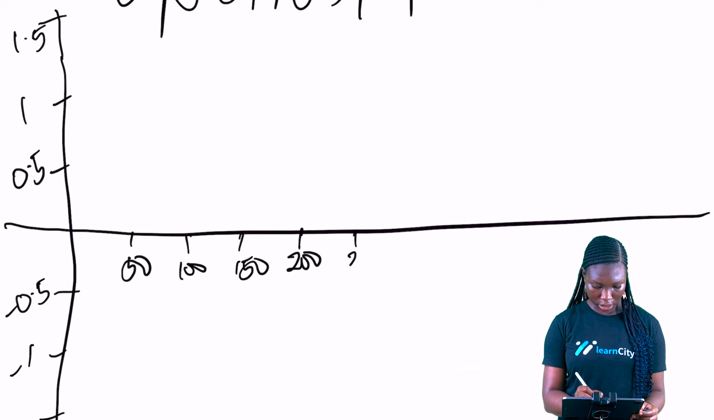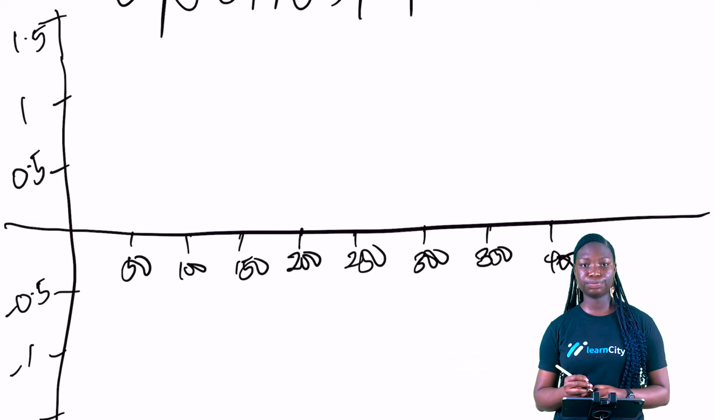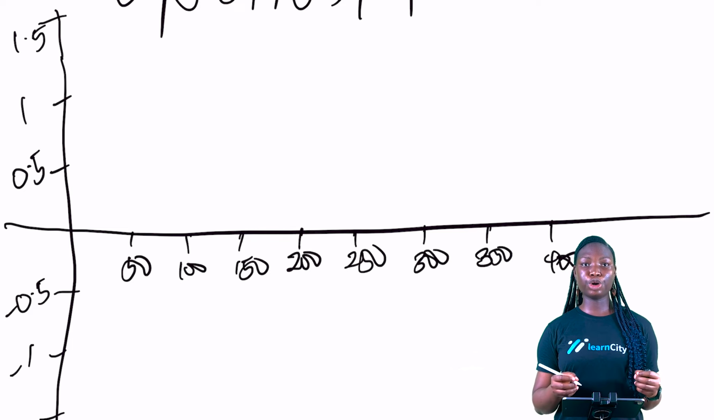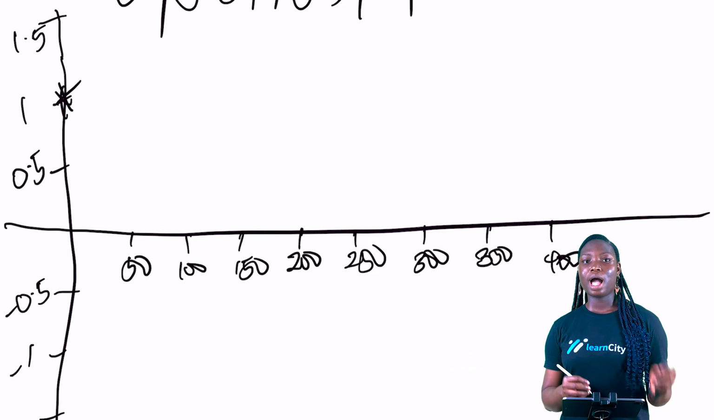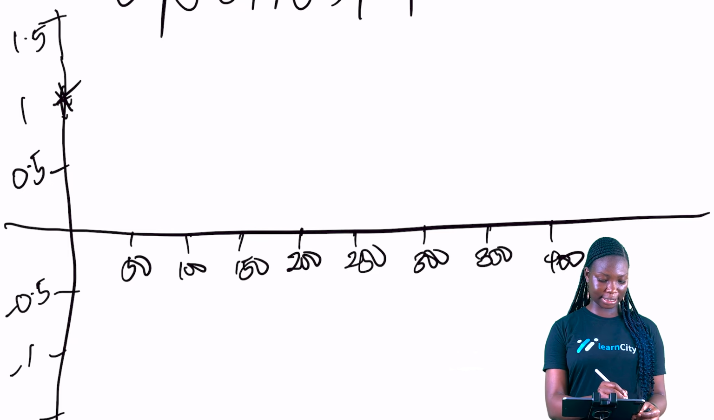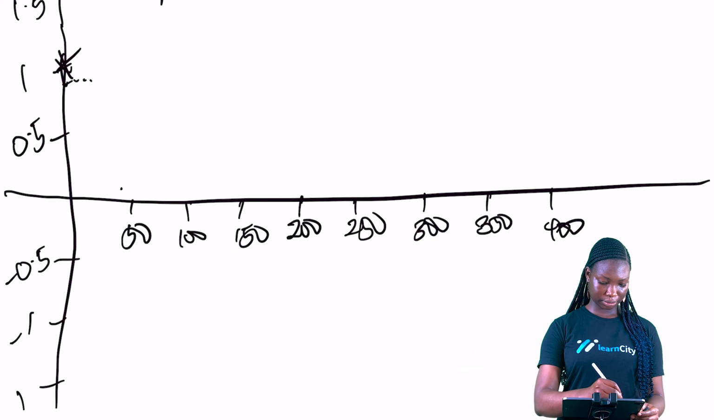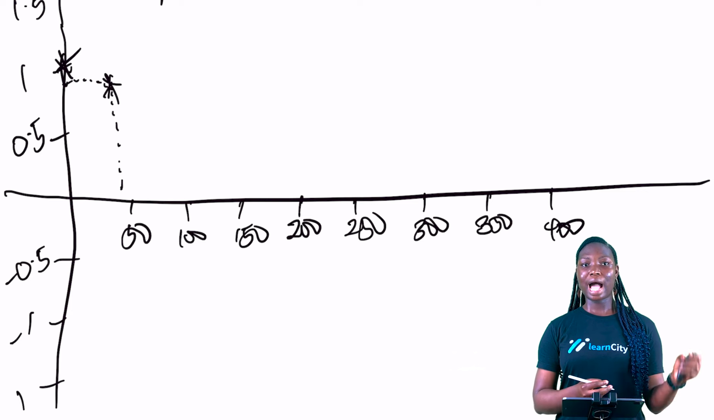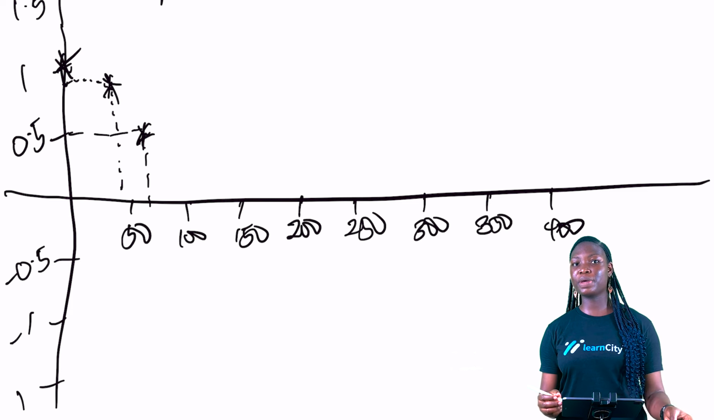200, 250, 300, 350, and 400. So at 0, we have it to be 1. At 30, we have it to be 0.87, so we have it to be somewhere around here. At 60, we have it to be 0.5. At 90, we have it to be 0.